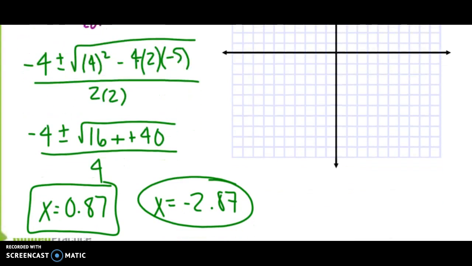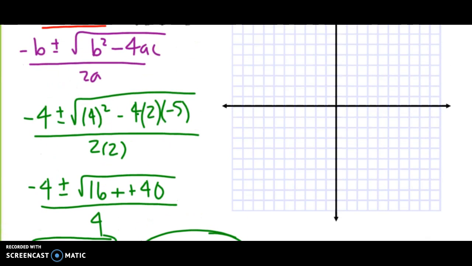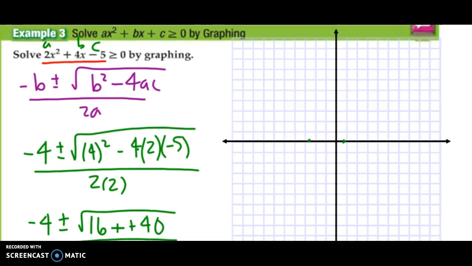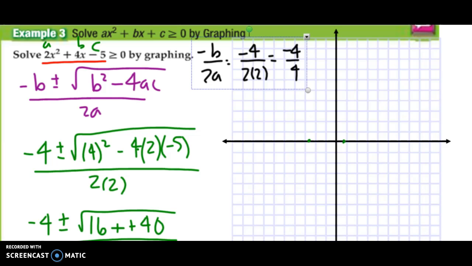Now since I know that those are there, I can kind of graph those. So a little bit smaller than 1, and then the other one is pretty close to negative 3 right there. Now, if I'm looking for where my vertex is, to figure out my parabola, what I'm going to do is say, well, b is 4, so it'd be negative b over 2a. So in our case, it would be negative 4 over 2 times 2. So that ends up being negative 4 over 4, which is negative 1. So x is equal to negative 1 at my vertex.